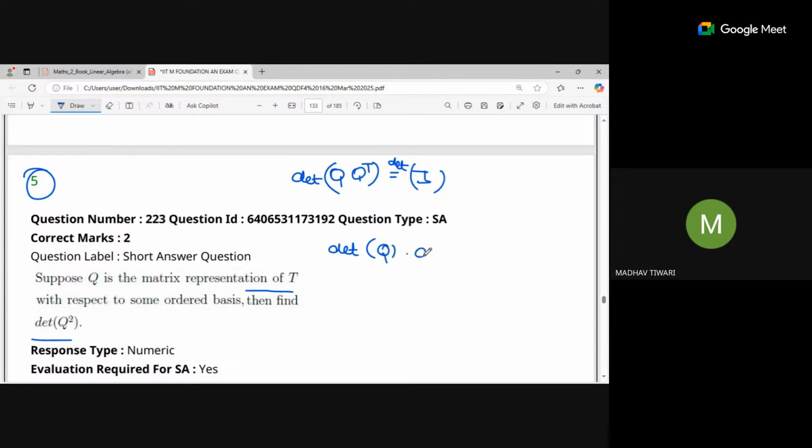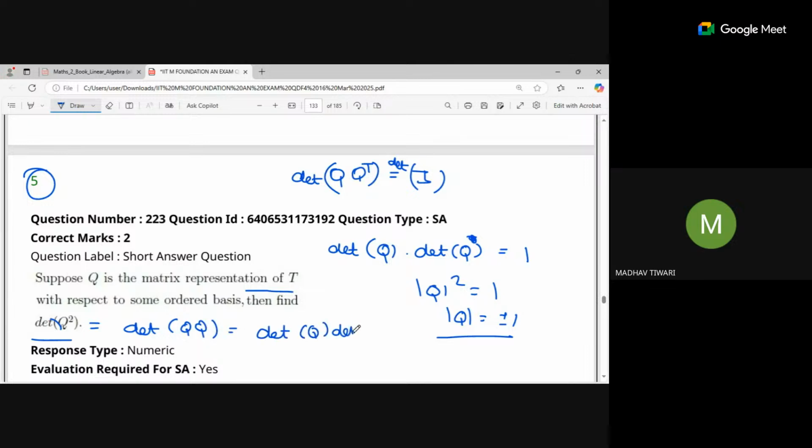That is the determinant of Q times the determinant of Q, because the determinant of Q transpose is the same as that of Q. It will be equal to the determinant of the identity matrix, which is 1. So the determinant of Q square is 1, and the determinant of Q is basically plus or minus 1, either value. I have to find the determinant of Q square. I can write it as the determinant of Q into Q, which equals the determinant of Q times the determinant of Q, which is the determinant of Q square. So from here you can directly put the value 1.